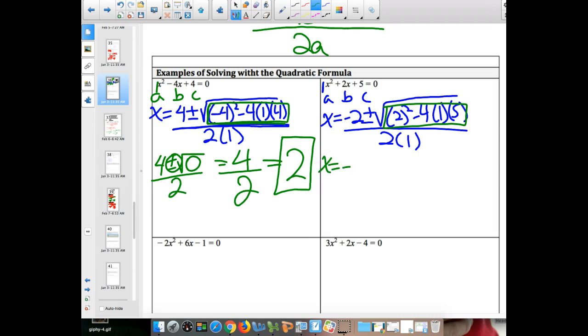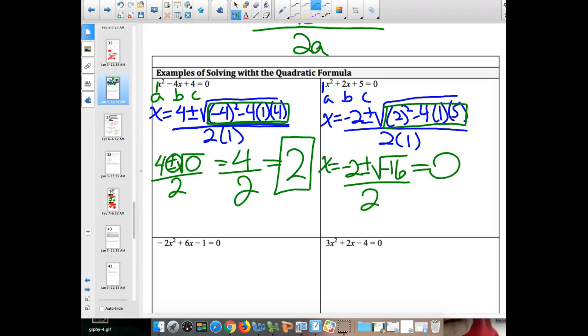So we're left with that negative 2 chilling out front. And inside here, when we figure this all out, we're getting negative 16. And on the bottom, we should have 2. Now I hope some alarm bells are going off again. Can we square root a negative? Absolutely not. Our calculator will freak out.